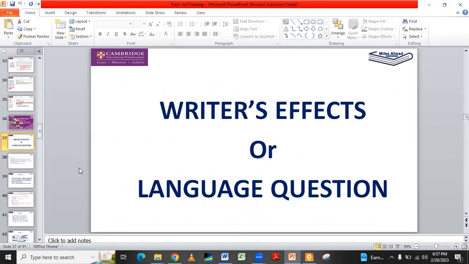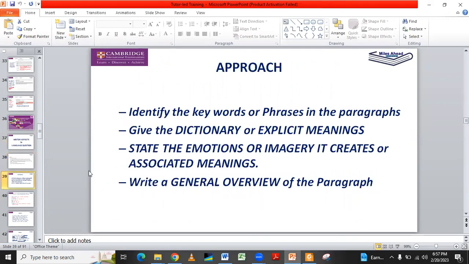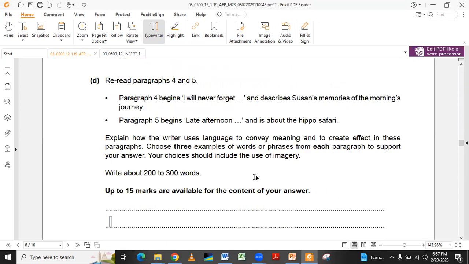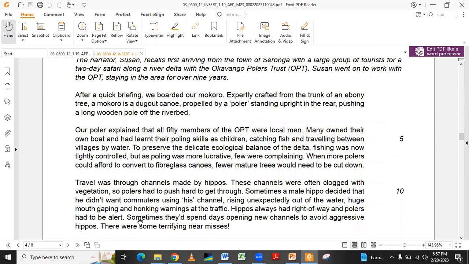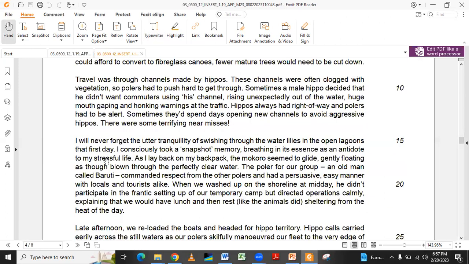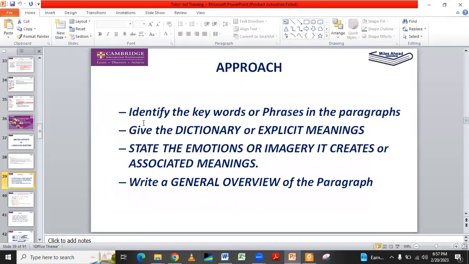But the first thing we're going to do is, how do you identify the phrases? The first thing you do is to identify the keywords or phrases in the paragraph. Just like this, that will give you a paragraph. So this is paragraph 4 of text C. Let me see what paragraph 4 begins with. I will never forget. So this is it.